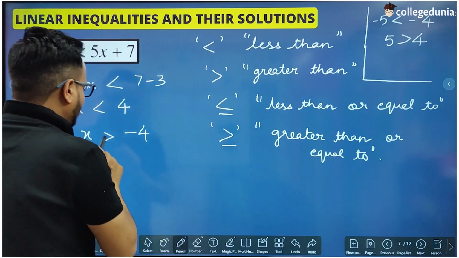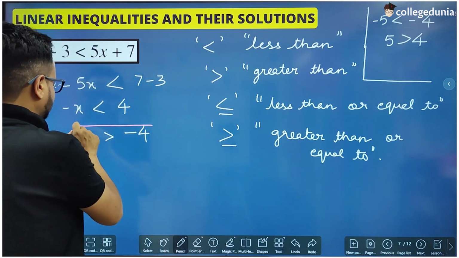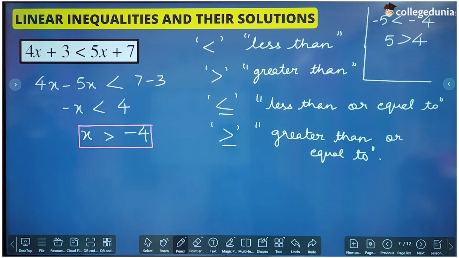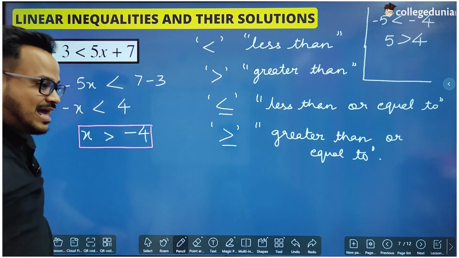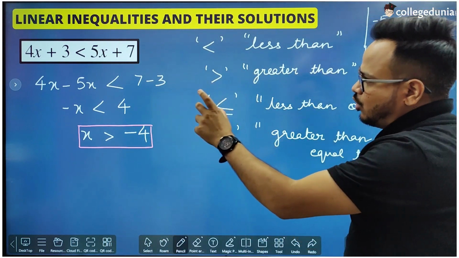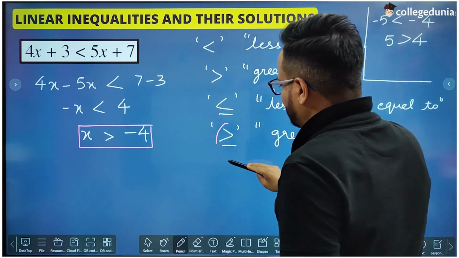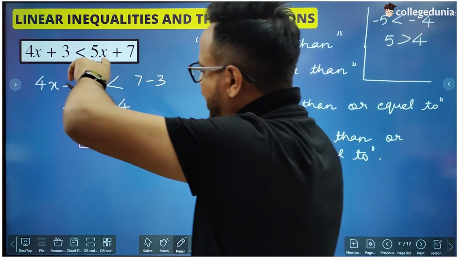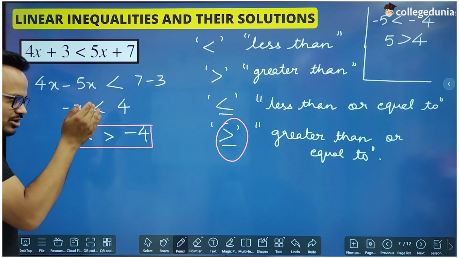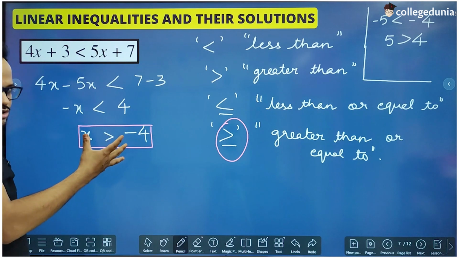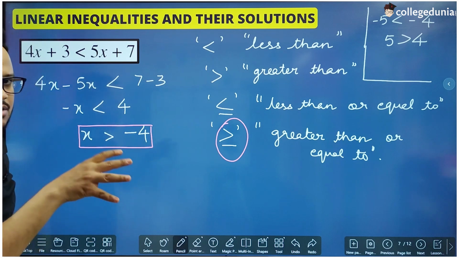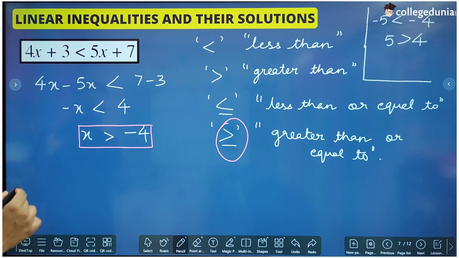This is the answer to this inequality, which means that any value greater than minus 4 satisfies this inequality. Any value greater than minus 4, but not minus 4, right? Because in this we do not have the sign which means greater than or equal to. Here you had only this sign, less than. So this means all the values greater than minus 4, excluding minus 4. Minus 4 is not included in this. If this was the sign here, we would have included minus 4 also, right?